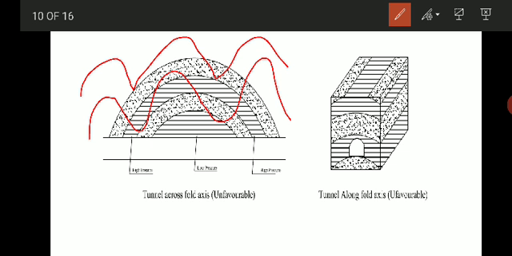Then the one more point you have to take into account for folded rock is that they are under considerable strain. Because of that folded structure, pressure is acted on the rock, and because of that the rocks are folded.